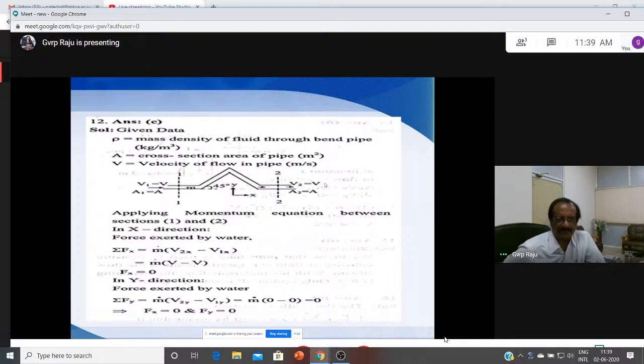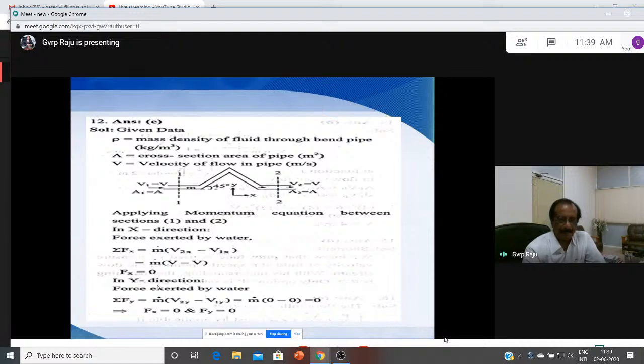The mass density of the fluid, cross-section area and velocity are known. Applying the momentum equation, the problem comes under the momentum equation. So sigma Fx is equal to m dot (rho Q) into (v2x minus v1x). The velocity here, v1 is equal to v and v2 is also equal to v. The same velocity is given. In the x direction, v and v are the same, so Fx is equal to 0.